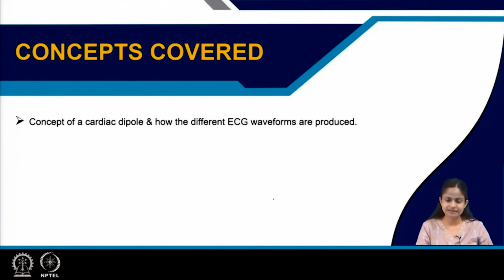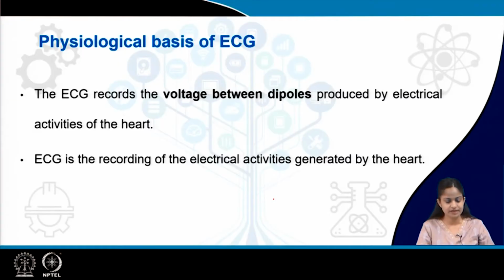We will discuss the technical aspects and how it is interpreted further in other lectures, along with the abnormal ECGs. Today we will discuss only the physiological basis of electrocardiography. Now, ECG records the voltage between the dipoles which is produced by electrical activities of the heart. We are talking about the heart particularly, so cardiac dipoles. So, ECG is the recording of the electrical activities which are generated by the heart.